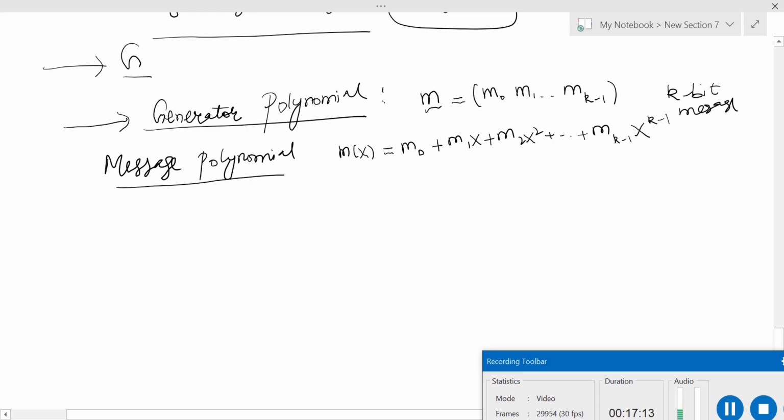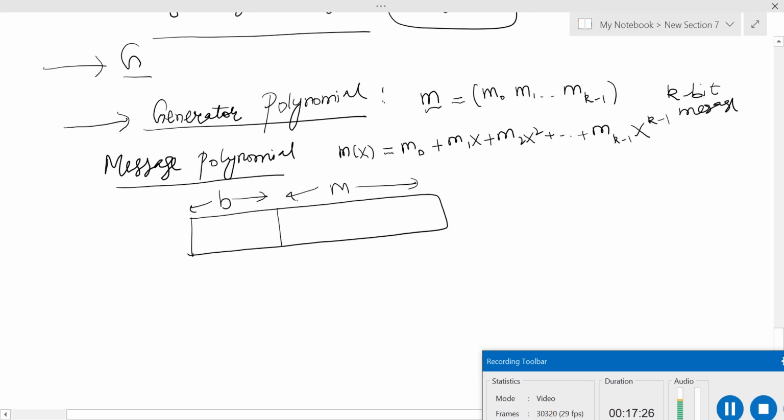Now you recall from previous discussion that your code had two parts. One was the parity bits b and the other the message bits, right? Parity bits are n minus k bits, so suppose b0, b1 up to b of n minus k minus 1. Corresponding to parity bits we will have the parity polynomial b0 plus b1 x plus up to b n minus k minus 1 x to the power n minus k minus 1.